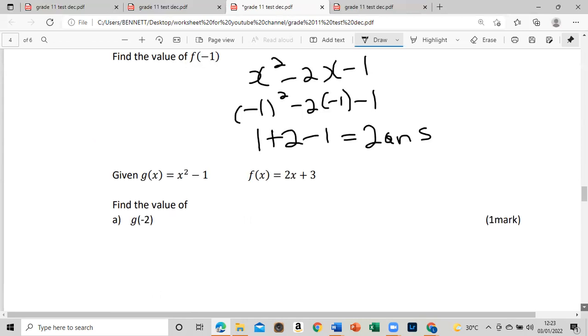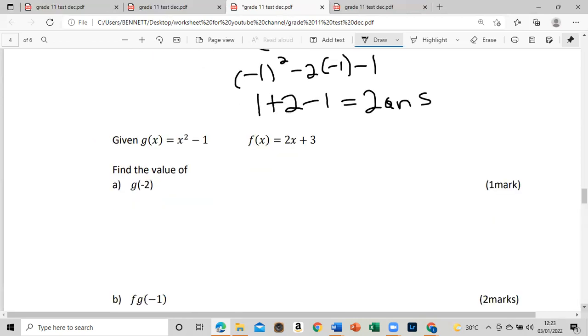Let's look at this one now. Given that g of x is equal to x squared minus 1 and f of x is equal to 2x plus 3, first we are supposed to find g of negative 2. So let's write out g: x squared minus 1. That's g. And then now put negative 2 in here. So I replace x with negative 2.